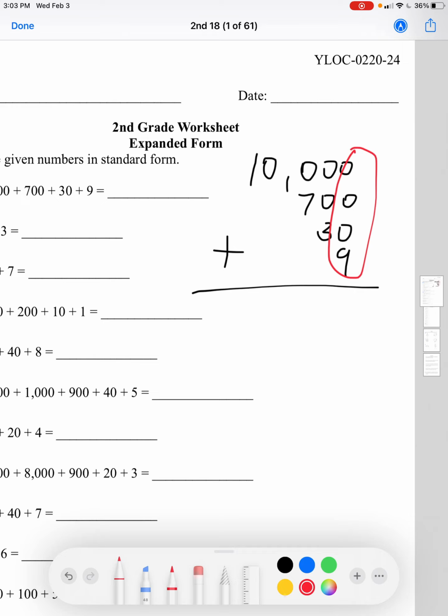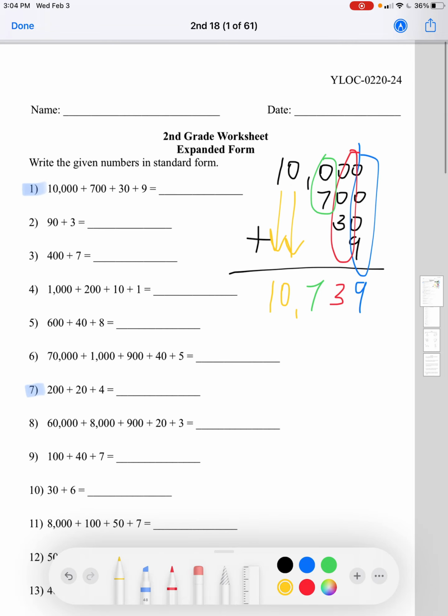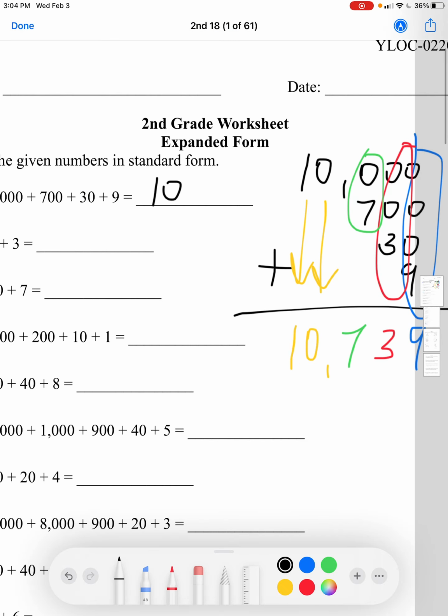And now we'll look at the ones place. We have 0 plus 0 plus 0 plus 9, which is just 9. In the tens place, we have 0 plus 0 plus 3, which is just 3. Then we have 0 plus 7, which is 7. And then we can bring down the 0 and the 1. And the standard form for this number is 10,739.